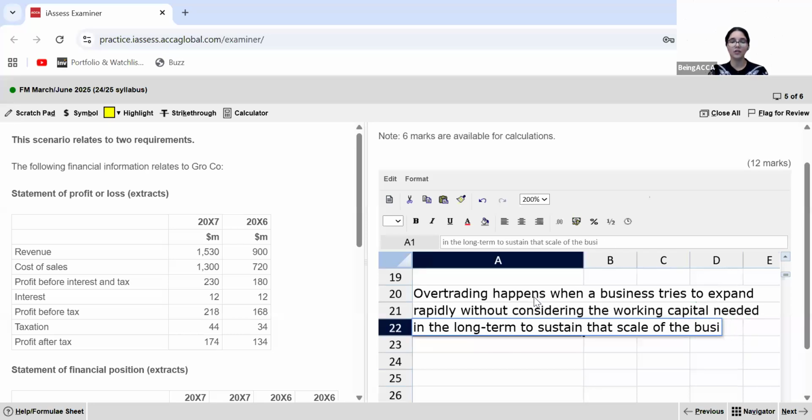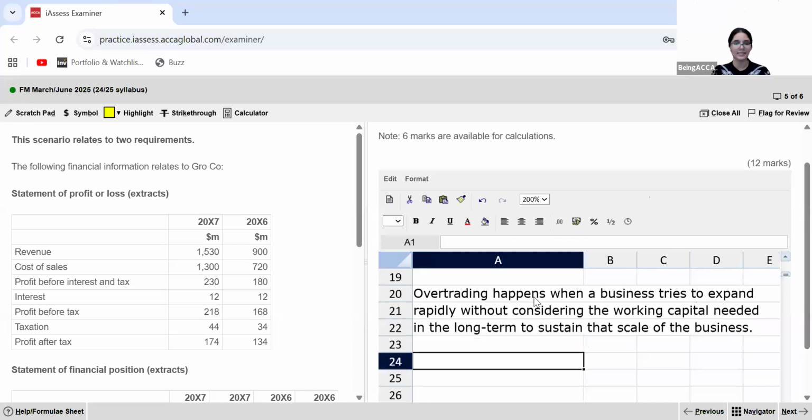So this is what you start off with, just a brief definition of what overtrading really is. Then you will start to do your analysis. How are you going to do your analysis? 6 marks are available for this analysis, so it's better that we use subheadings and then do our analysis. The first subheading we can potentially use is how have my assets and liabilities changed. So I can say, what has been the change in assets and liabilities of the business.